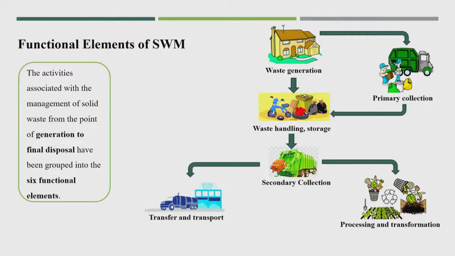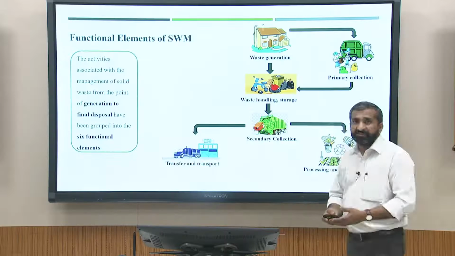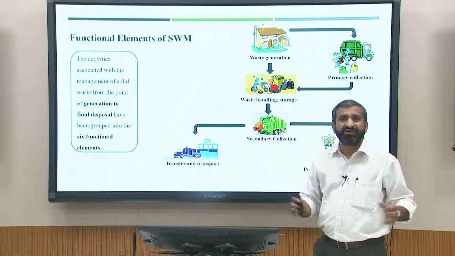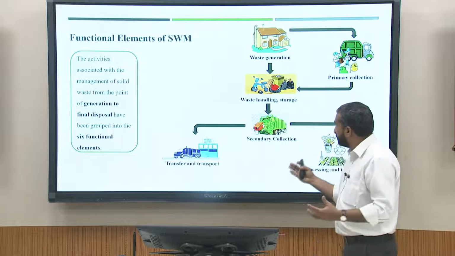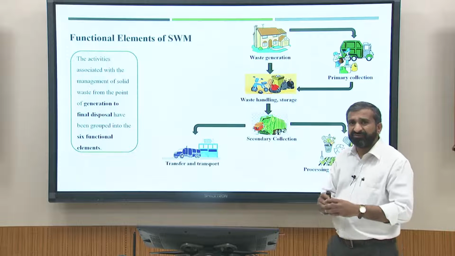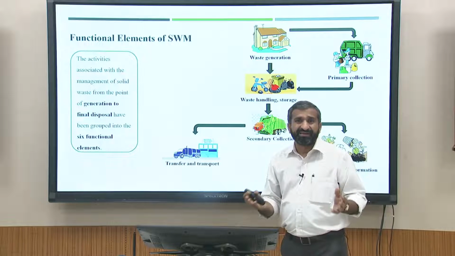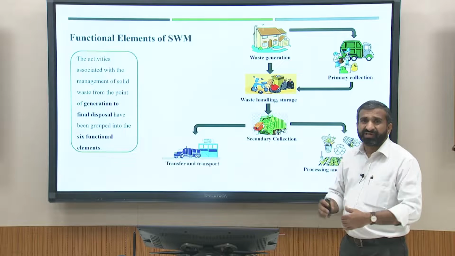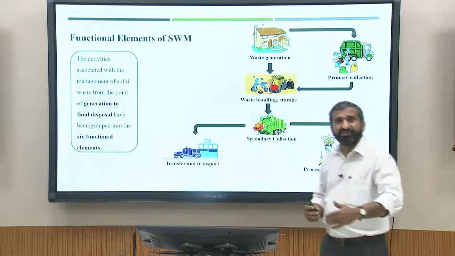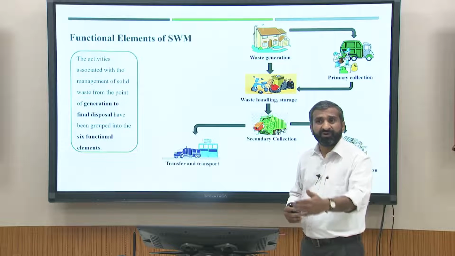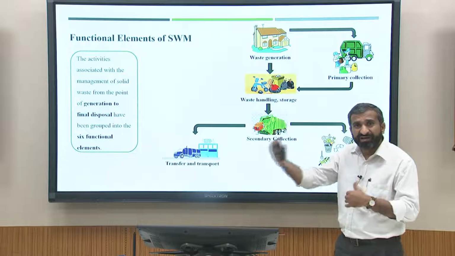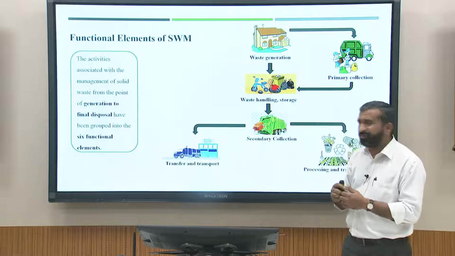The other functional element, which is connected with collection, is transfer and transport. The waste is collected from dustbins located across the entire city, so the vehicle size is very small, taking 1 ton or 2 tons of waste. But suppose the disposal site is far away, maybe 20 or 30 kilometers from the location. The cost of hauling waste over such a distance is very high.